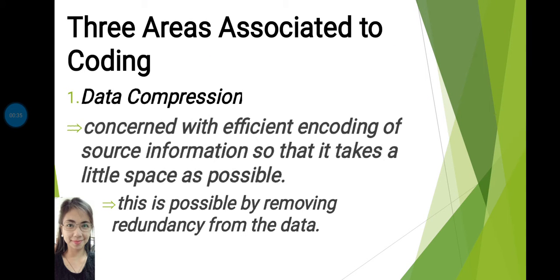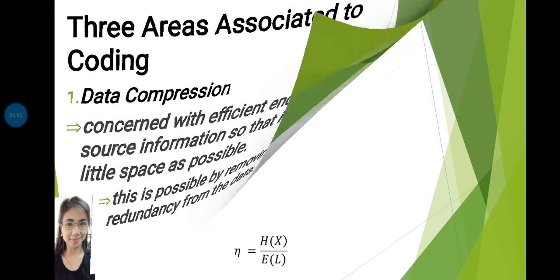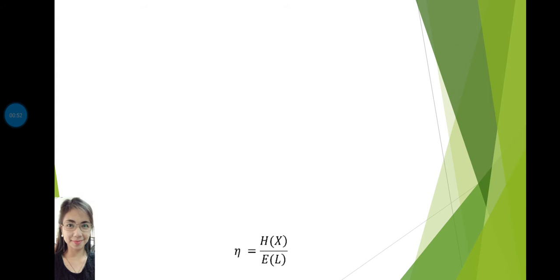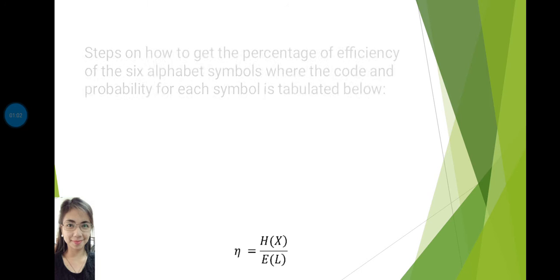There are three areas associated to coding. First, we have data compression. This is concerned with efficient encoding of source information so that it takes as little space as possible. It is also possible by removing redundancy from the data. So we have here the formula for getting the percentage of the efficiency of codes. We have eta is equivalent to H(X) over E(L).